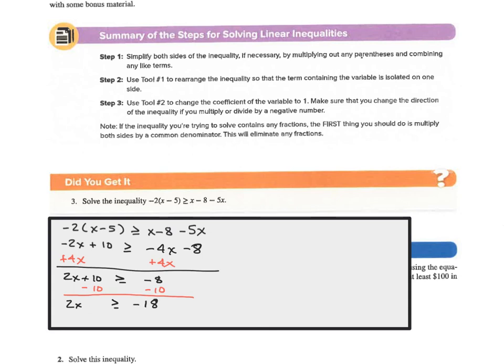All right, and then it says step 3, use tool number 2 to change the coefficient of the variable to 1. Make sure that you change the direction of the inequality if you multiply or divide by a negative number. Okay, so I just have a +2 that they're multiplying x by, so I don't have to change the direction of the inequality, do I? So I have x is greater than or equal to -9.